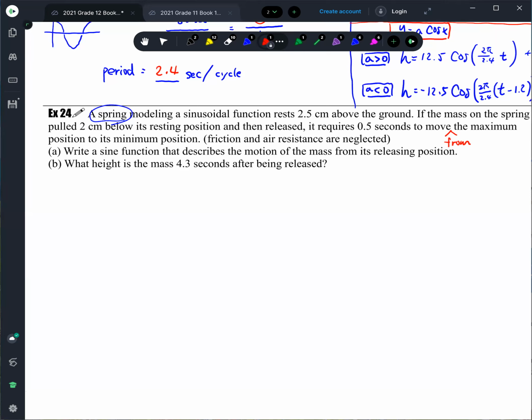Part A, write a sine function. So this time we just do sine, okay? Without reflection. That describes the motion of the mass from its releasing position. And then once you got the function we will use it to answer part B. Okay, what height is the mass 4.3 seconds later?